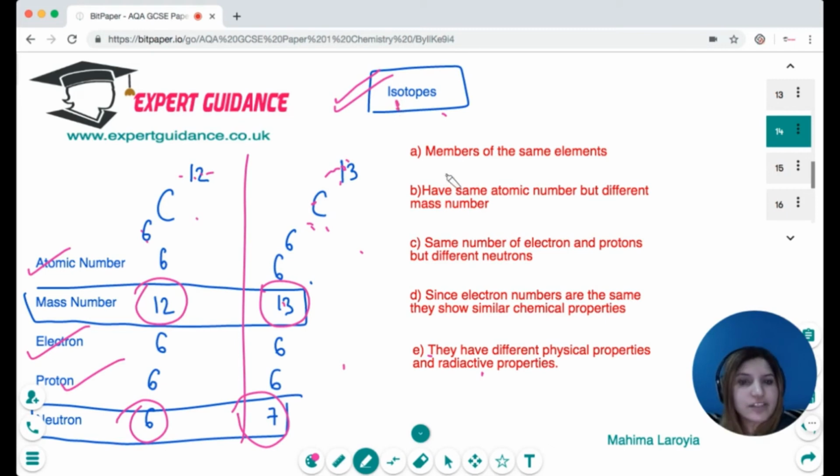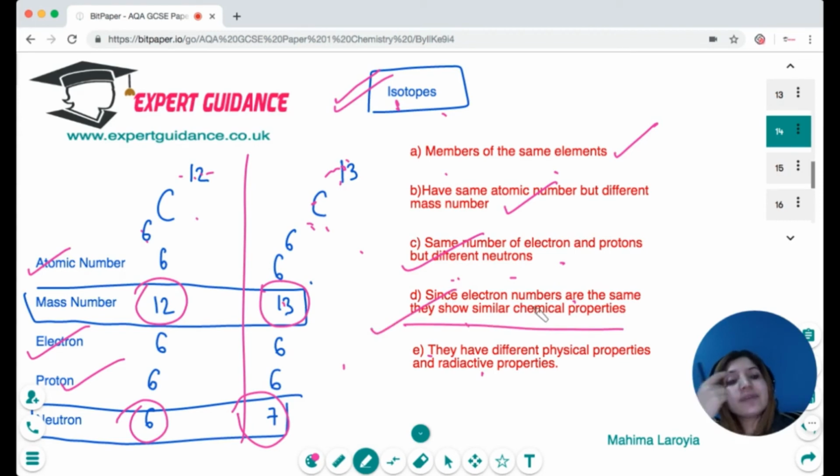So isotopes are the members of the same element having same atomic number but different mass number, same number of electrons and protons but different number of neutrons. Since they have similar electronic configuration, they show similar chemical properties, and since they have different masses, they show different physical properties and radioactive properties.